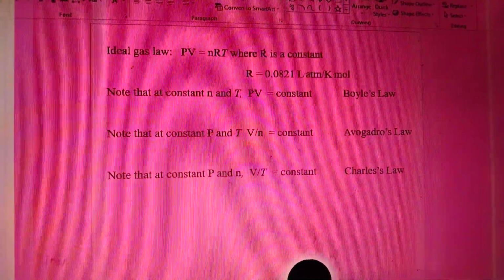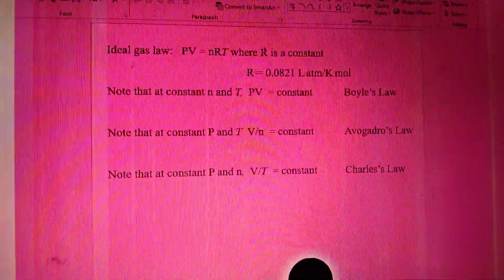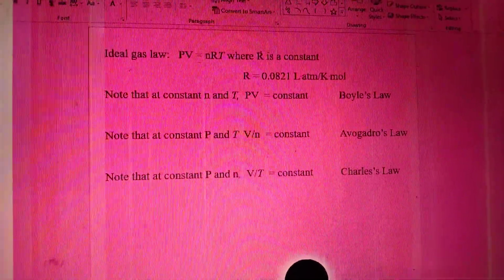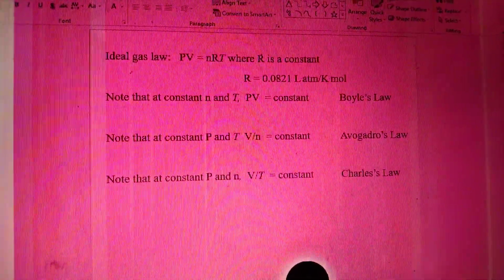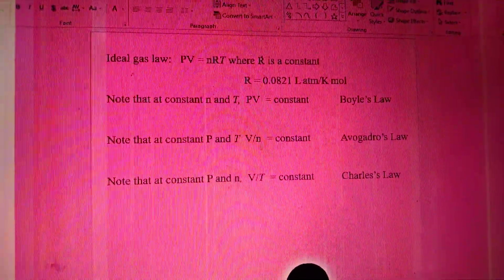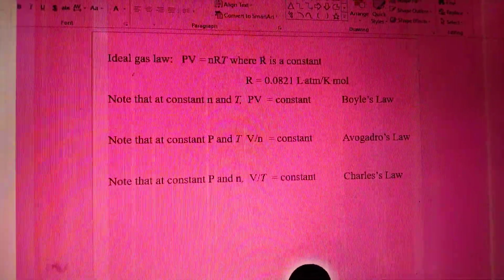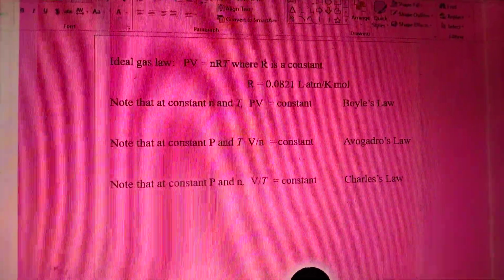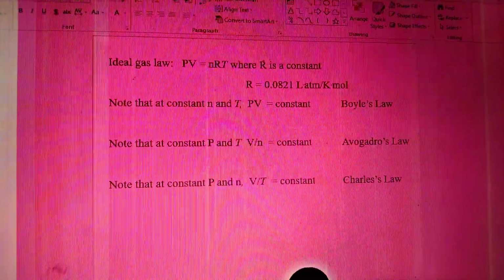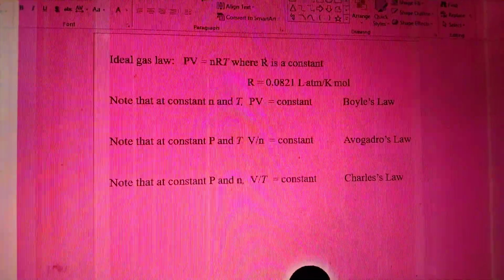Ideal gas law. We have the formula PV equals nRT, where R is a constant, and the value of R is 0.0821 liter atm per Kelvin mole. Note that at constant n and T, PV is equal to a constant. That is Boyle's law. For Avogadro's law, P and T are constant, so V over n is equal to a constant. And at constant P and n, V over T is equal to a constant. That is Charles' law.